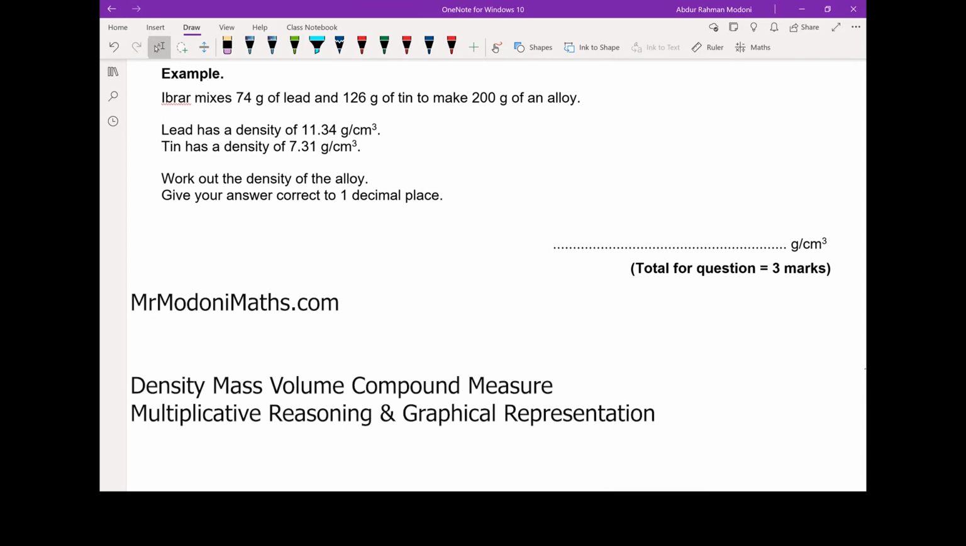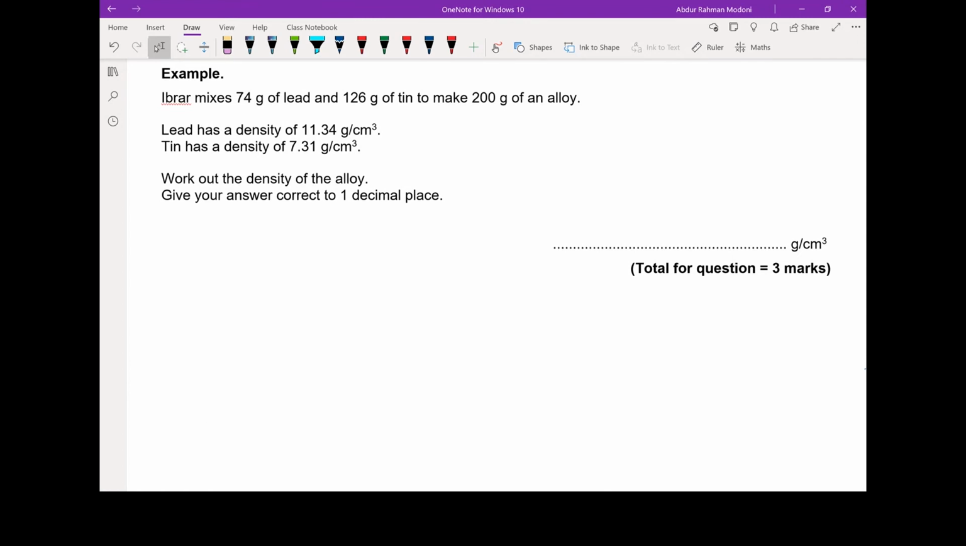So here we're looking at a question involving density, mass and volume, compound measure. A compound measure, first of all, to understand what that is, is where you've got two or more units to describe a particular quantity. So if we take a look at this here, density is written as grams per centimeter cubed. So 11.34 grams per centimeter cubed. So there is grams in there and there is centimeter cubed. So we've got a compound of two measures, compound meaning more than one.